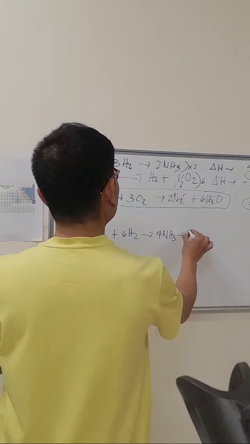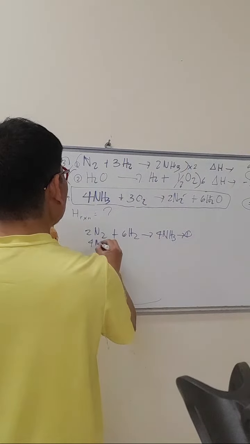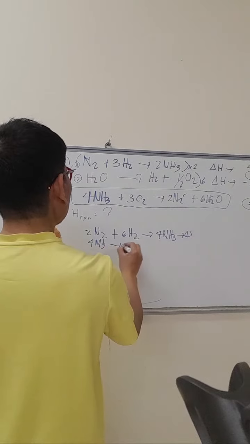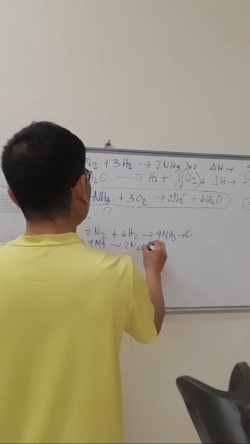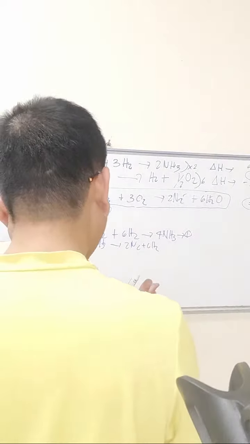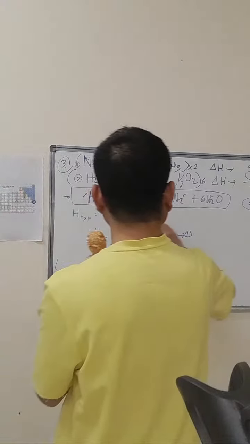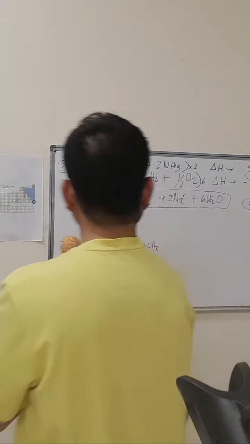Equation 1. Then since we reverse that one, reverse this directly. So 4NH3, okay, 2N2 plus 6H2, right? Okay, 6H2, 2N2 for ammonia. So reverse this one. Remove this. Okay. Now, this is equation number 1.